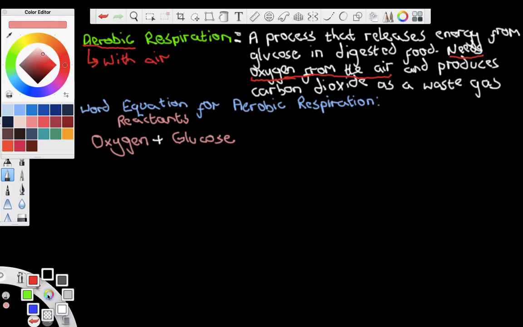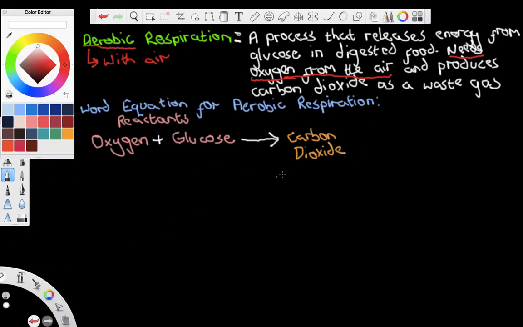Any word equation always has an arrow. You do not put an equal sign, it is always an arrow. So the reactants oxygen and glucose, when added together, make the products carbon dioxide and water. These are our products.